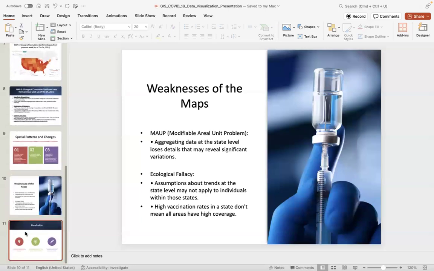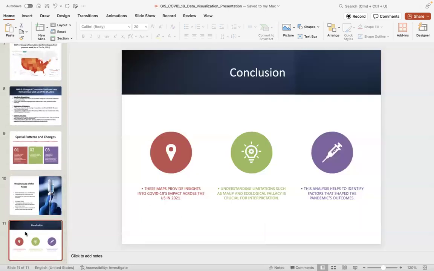Let's jump into the conclusions. The maps I have used provide insights into COVID-19's impact across the USA in 2021. Also, understanding limitations such as MAUP and ecological fallacy is crucial for interpretation. This analysis helps to identify factors that shape the pandemic outcomes.